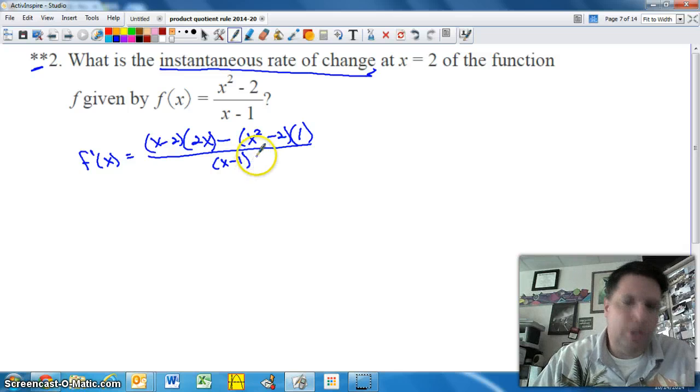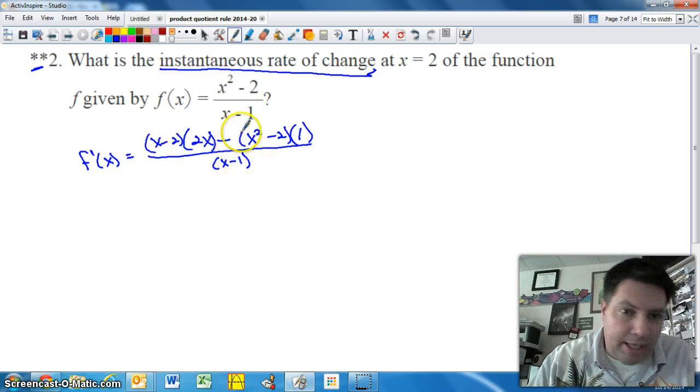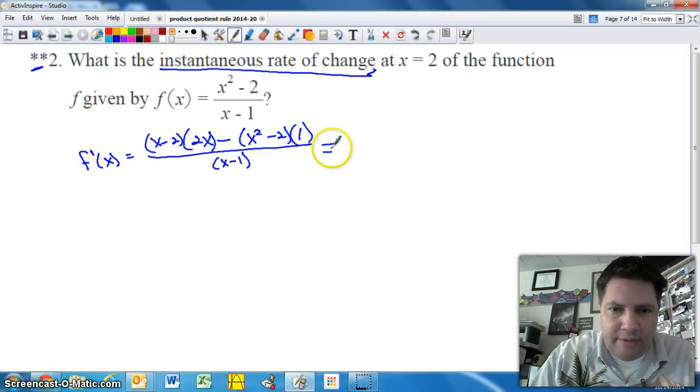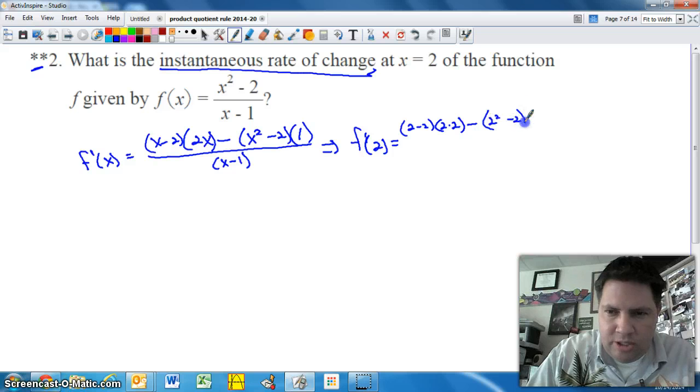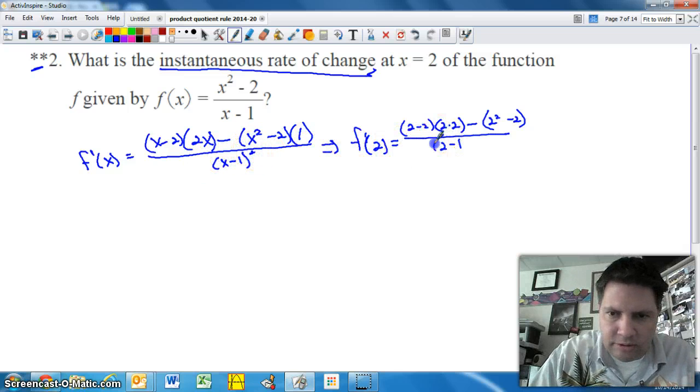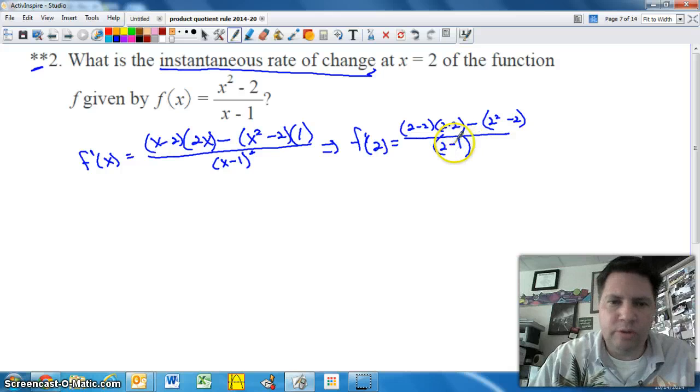Now, 2 options. We could simplify first and then plug in 2, or we can plug in 2. Doesn't matter to me. I plugged in 2. So f prime of 2 is going to be equal to 2 minus 2 times 2 times 2 minus 2 squared minus 2 times 1, you don't have to put the times 1, all over 2 minus 1. Oh, I didn't square that. It should be all over the bottom squared. Sorry.